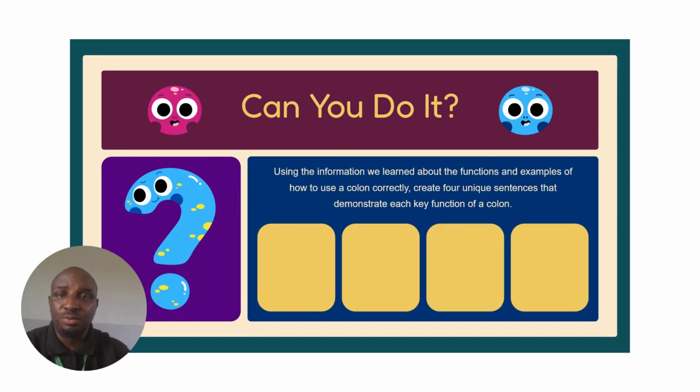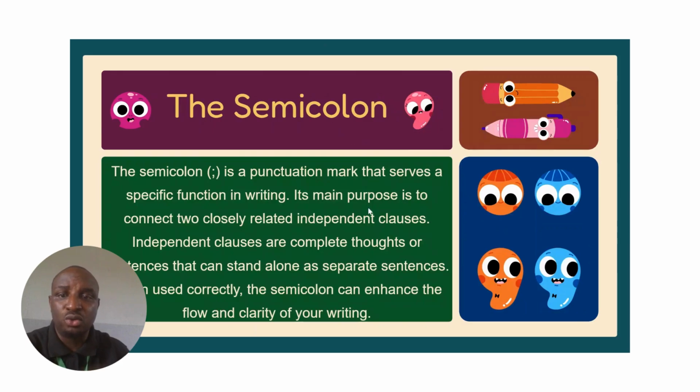Then let's move to semicolons. Let's see how semicolons work. A semicolon is always a dot with a comma below it, and it serves specific functions. The most important function it serves is that it connects two dependent clauses, clauses that depend on others, to make them a complete thought.